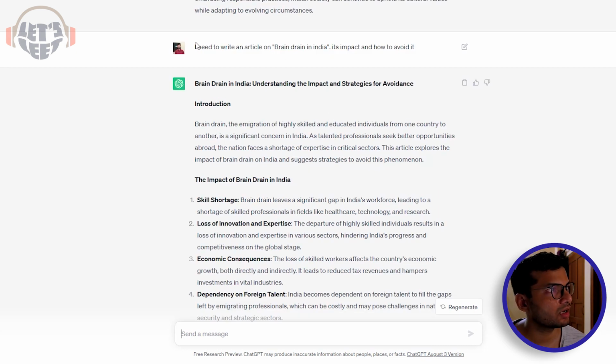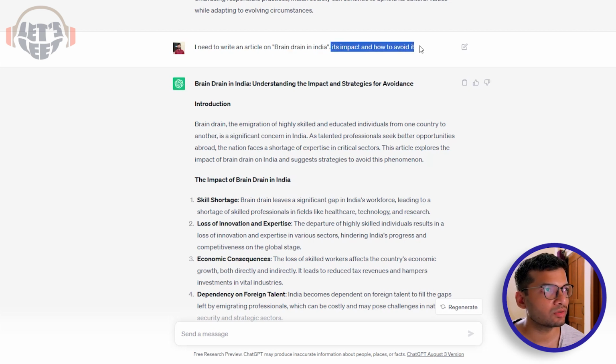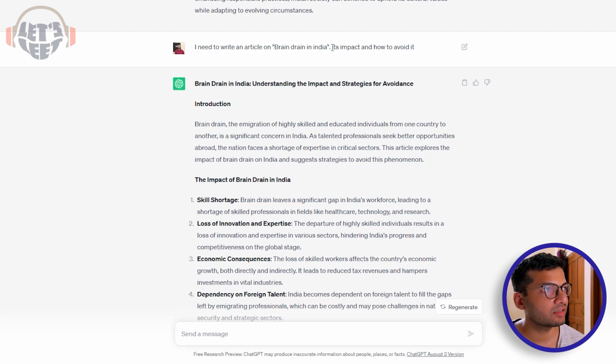So if you see here, I needed to write an article on brain drain in India, its impact and how to avoid it. All right. So probably I wanted more content. Yeah, there could be a situation where I needed more content on brain drain in India, and then shorter content on its impact and how to avoid it. Although, I need to be as precise with my question basically. It's not that we cannot write longer questions or prompts. It's just we need to be precise.